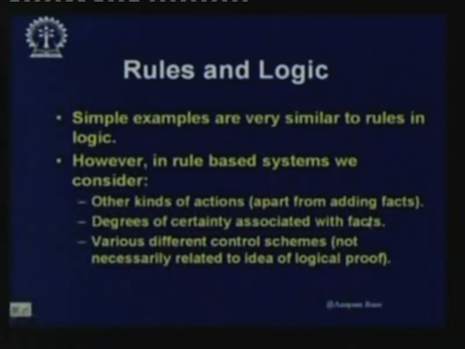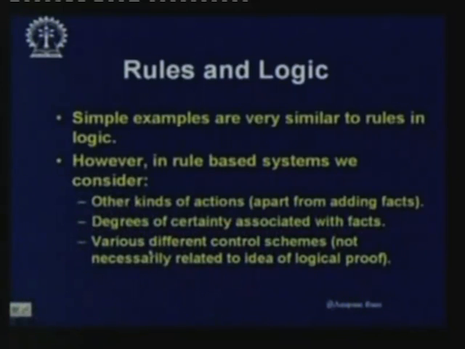So, for the time being, we remember that in the case of rule-based systems, when we infer a fact, this can be a hard fact which can be either true or false, or it can be a fact which is associated with some sort of certainty, some degree of belief or disbelief. So it is no longer a black and white decision; there can be a gray region in between. Now, we can also have different control strategies which are often heuristic.